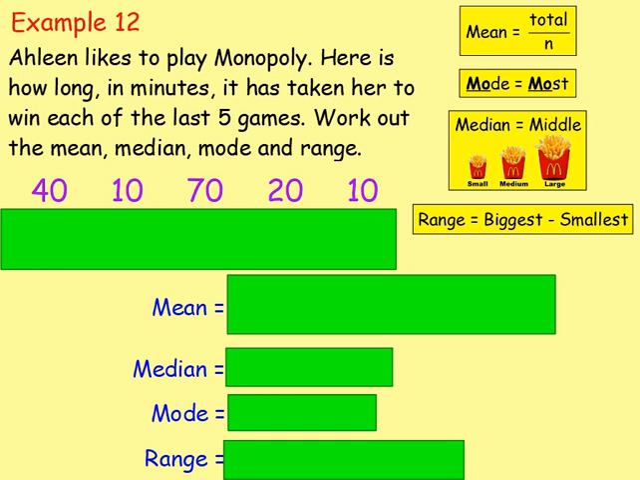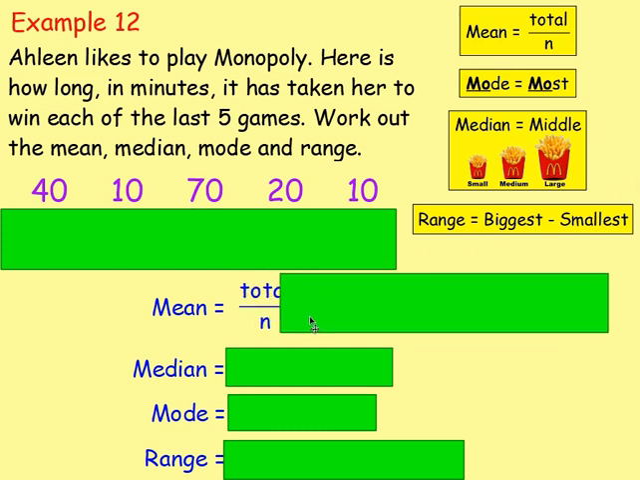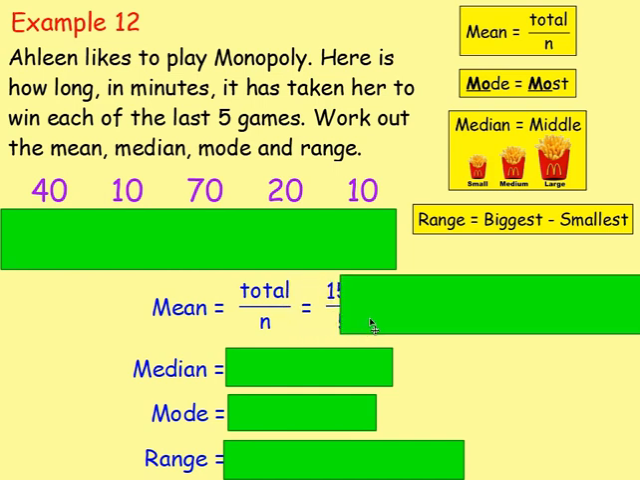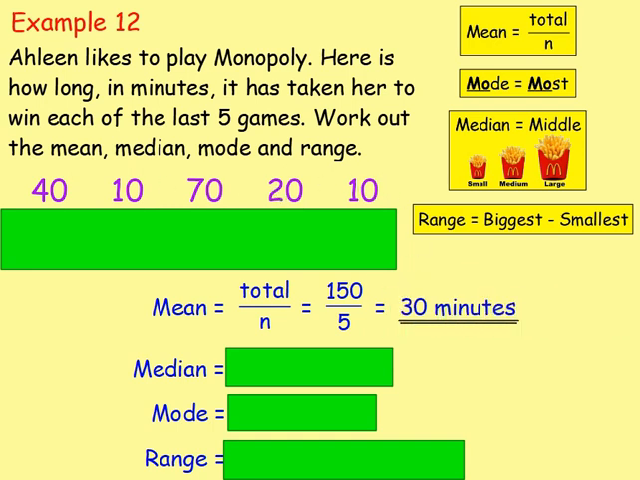So, let's start off. The mean, how do you work out the mean? Good, it's the total divided by how many numbers you have. Work out the total for all of these. If you add them together, what do you get? Brilliant, you would end up with 150. Divide that by how many numbers you have. There are 5 numbers, so 150 divided by 5 gives you, brilliant, it gives you 30. So, the mean, a type of average, would be 30 minutes it has taken her to win each of the games.